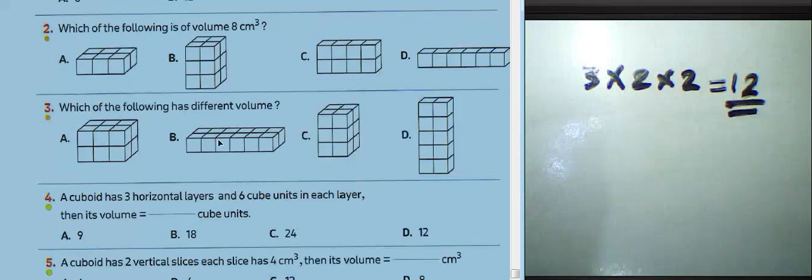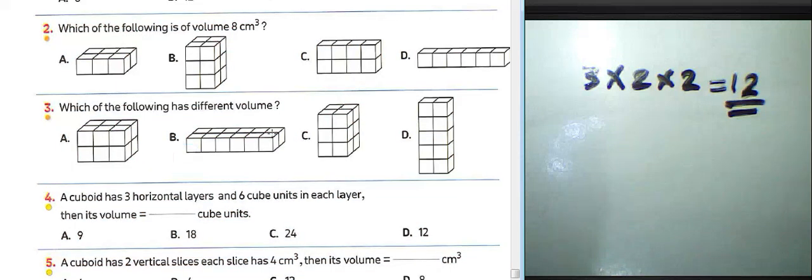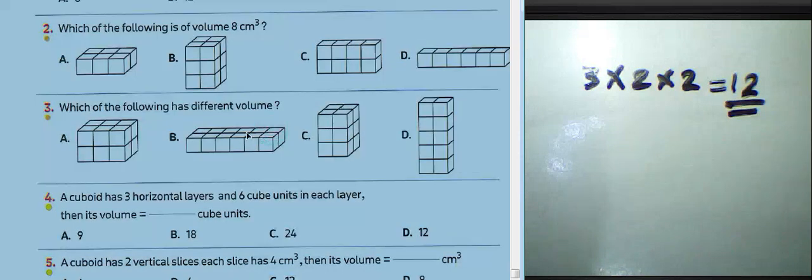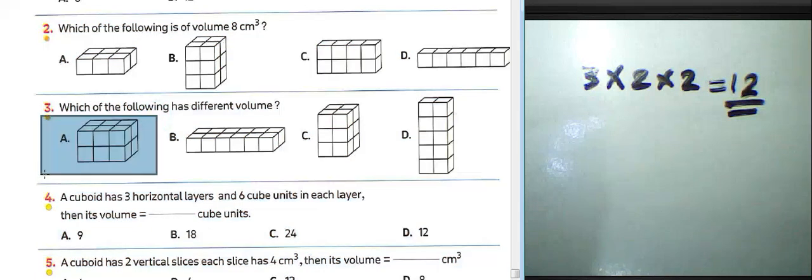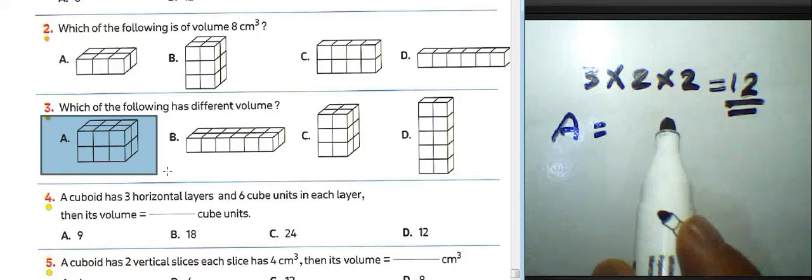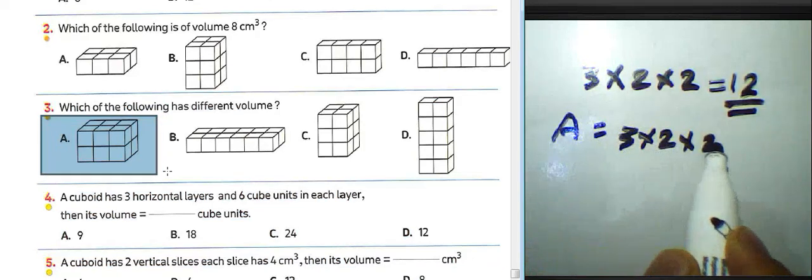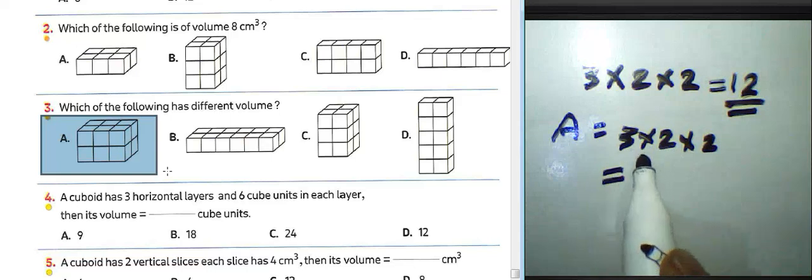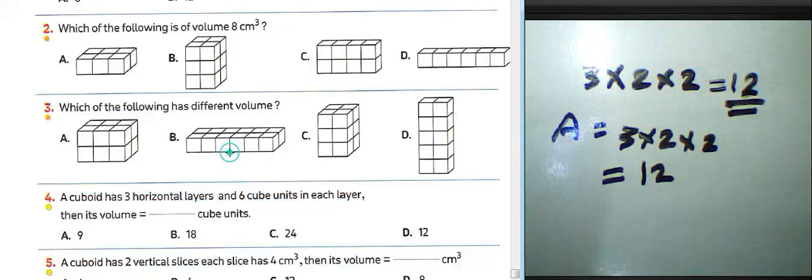Which of the following has a different volume? Different volume about what? We can count all. 1, 2, 3, 4, 5, 6, 7, 8, 9, 10, 11, 12. And here 1, 2, 3. 3 times 2 times 2. The volume of A will be 3 times 2 times 2. It will be 3 times 4 equals 12. Okay, first 12 and second letter B, 12.